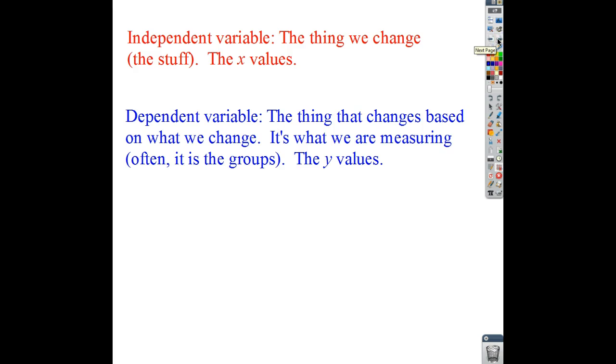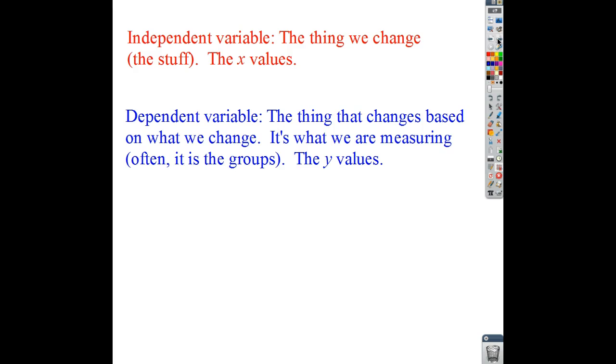I've talked a couple times about this idea of independent variable and dependent variable. I think you've talked about this in science also. So the independent variable is the thing we change. It's the unit that describes the stuff. And if you're in my class, you understand what I mean by stuff. Division is really just you have a total amount of stuff, and we divide it into groups to figure out how much stuff is in each group. Typically, when we do unit rate, that's what we're talking about here.